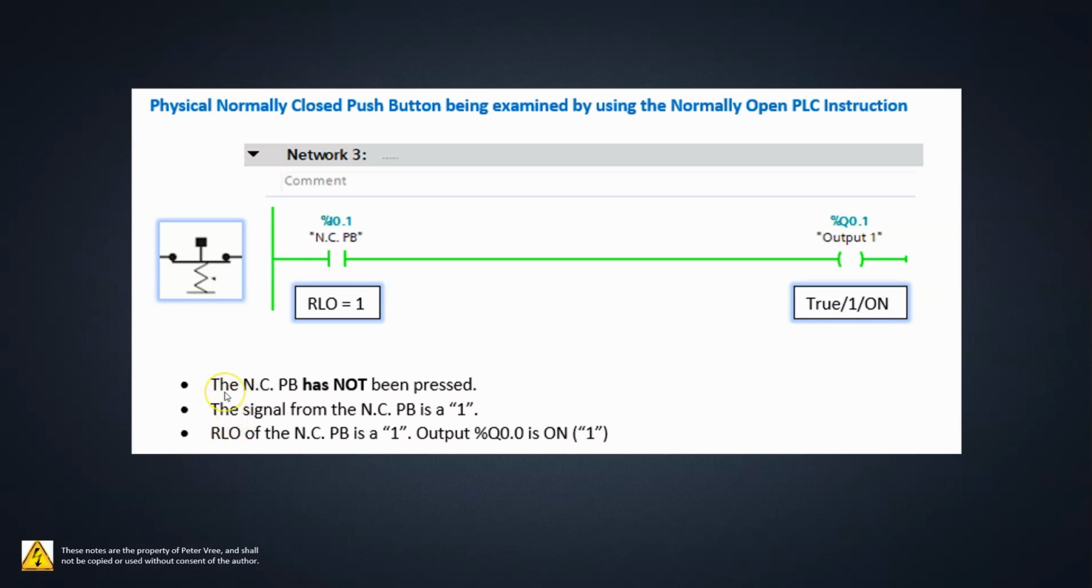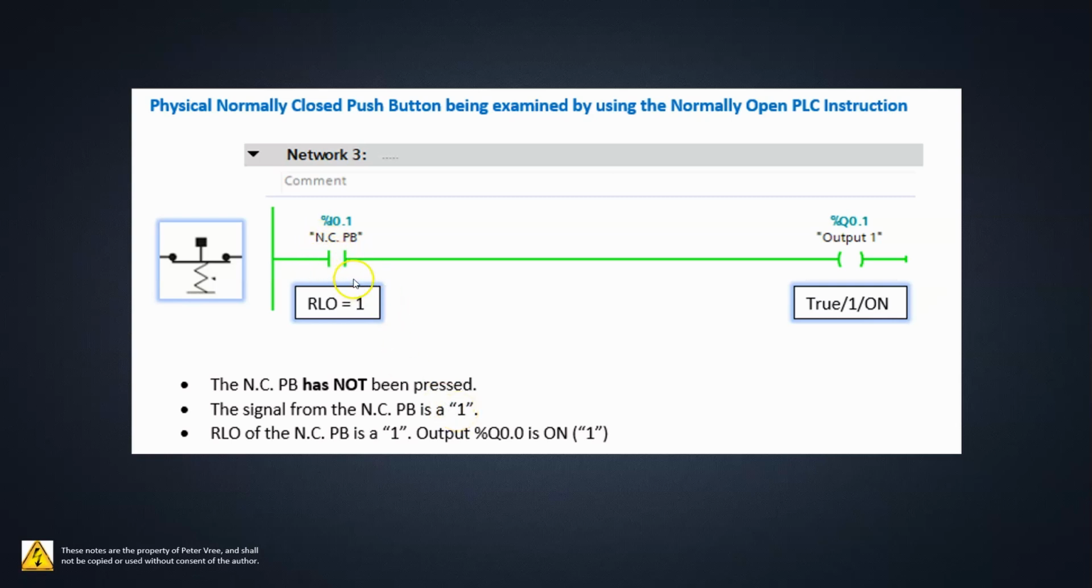Okay? In this example, the physically normally closed push button has not been pressed. It's still in its rest state, meaning that the signal goes straight through that push button. If the signal goes straight through that push button, then I have voltage being applied to that input terminal. I've changed over now to %I0.1, so I have that wired to input terminal number 1, and the signal coming from that normally closed push button is 24 volts, and there's a 1 registered in the memory.